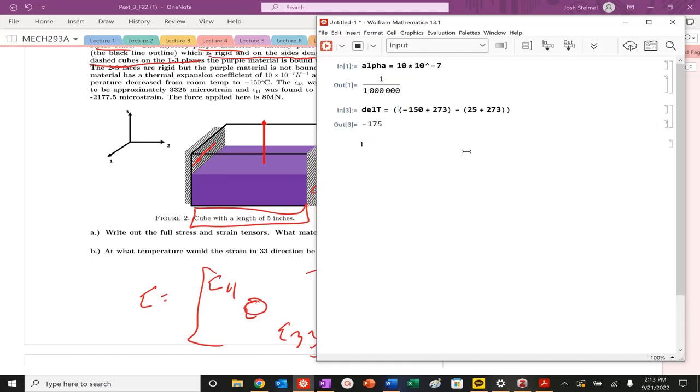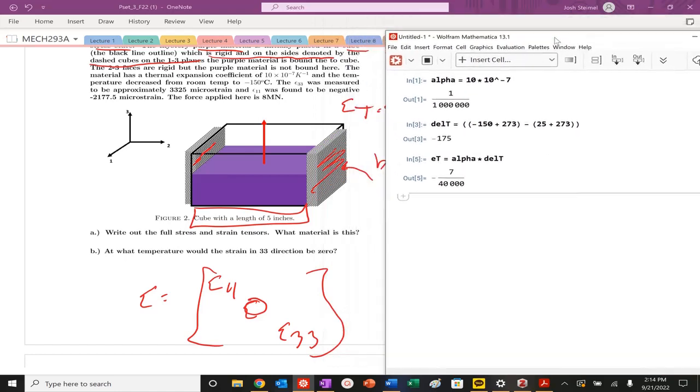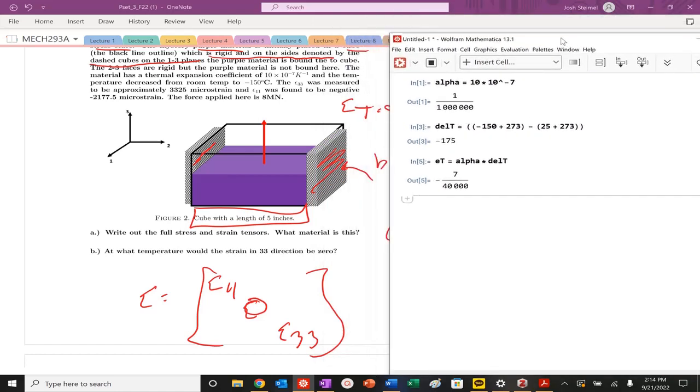So I can define my thermal strain, epsilon T, as alpha times del T. It's not just del T, it's alpha times del T. So we got that. Excellent. So we have our thermal strain. It's compressive, as we would expect from our material. Excellent. So now what can we start to do?